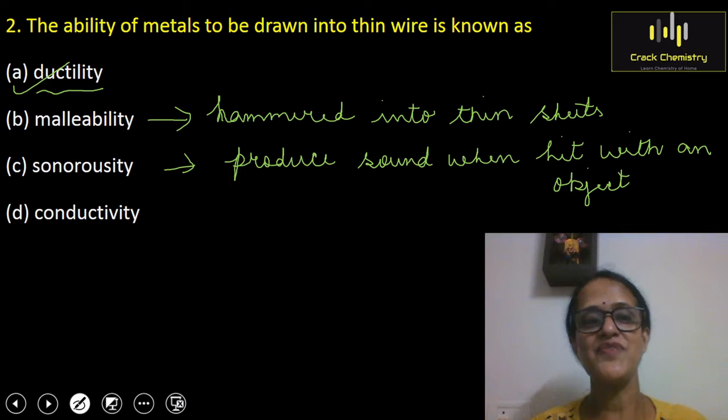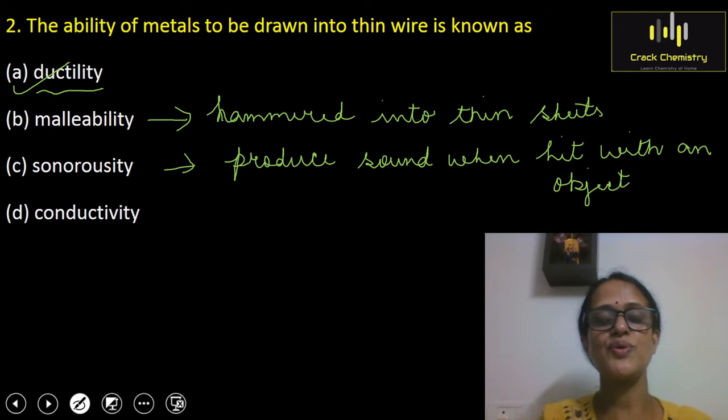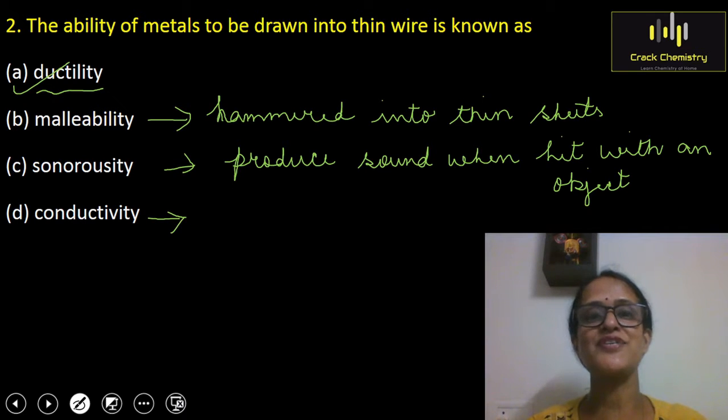Option D is conductivity. This property is also shown by metals. Metals allow electricity and heat to pass through them. So metals are good conductors of heat and electricity. So our correct option is ductility because you have been asked the ability of metals to be drawn into thin wires. This ability is known as ductility.